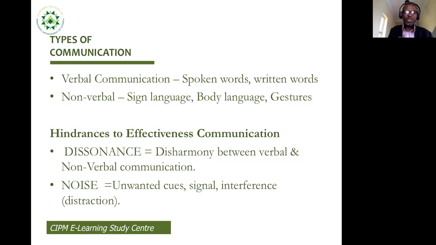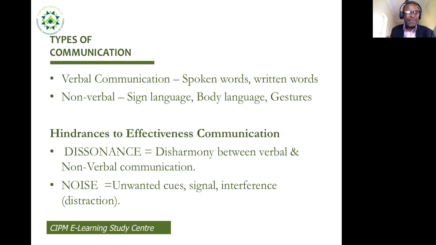If your body language does not amplify your verbal language, we say there is a dissonance. There is a disharmony between your body language and the words you are speaking. You cannot, for instance, be addressing an audience on a very sensitive matter and be laughing.